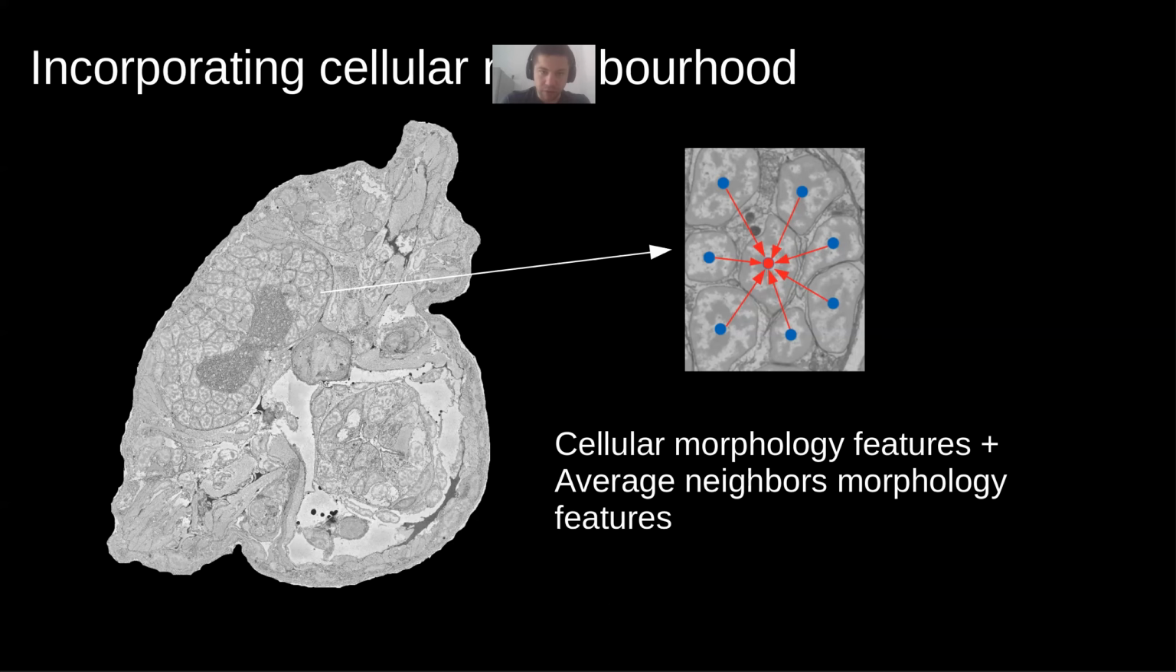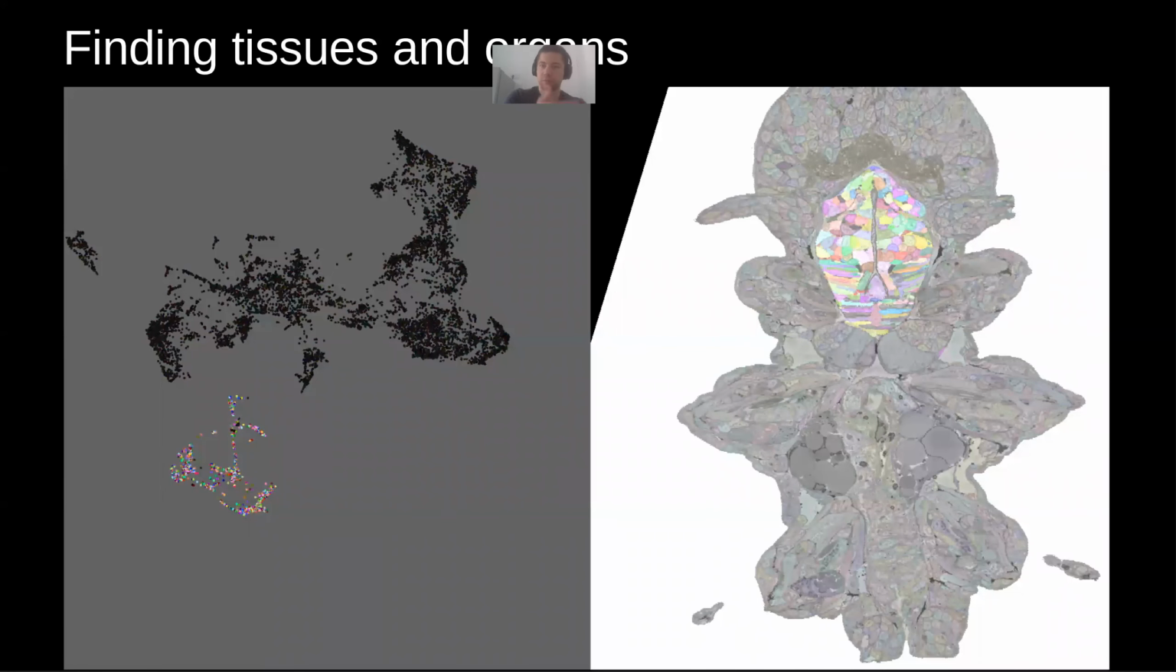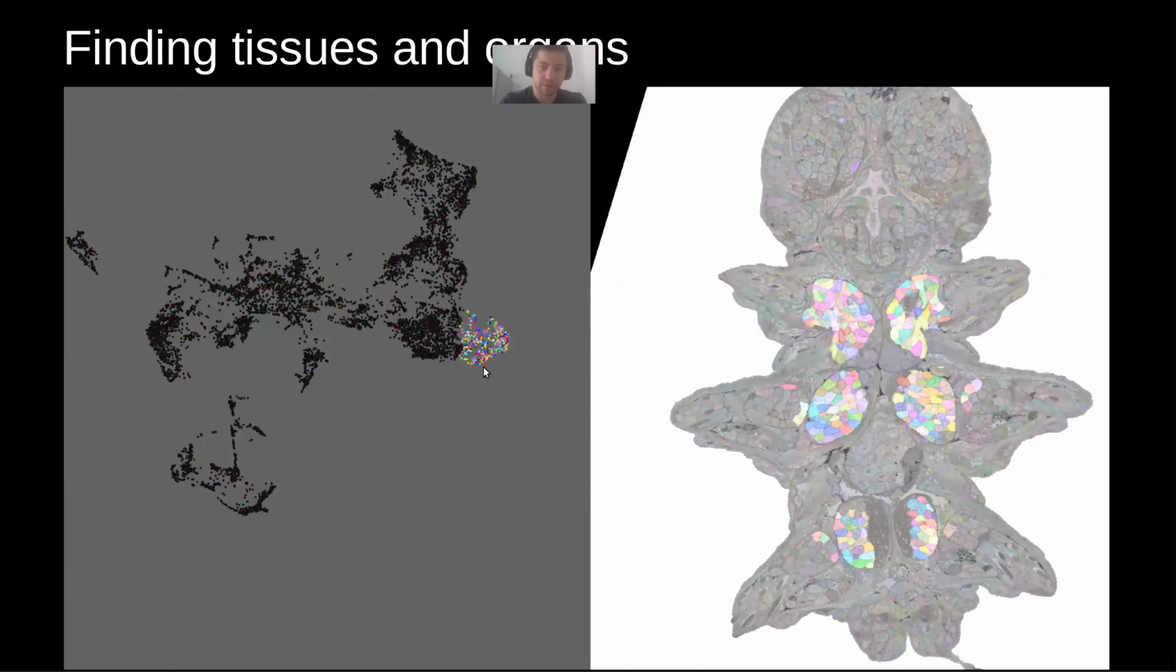And when we do this for all the cells and visualize them as a UMAP, again, we essentially get clusters not of cellular morphology similarity, but of, let's say, tissue morphology similarity. So for example, this cluster here in the UMAP corresponds to the cells in the foregut here. And the same here for this cluster on the right in the UMAP, this corresponds to these clusters of neurons.